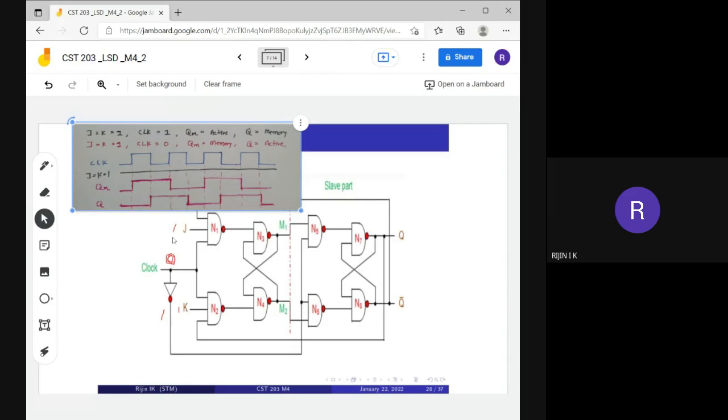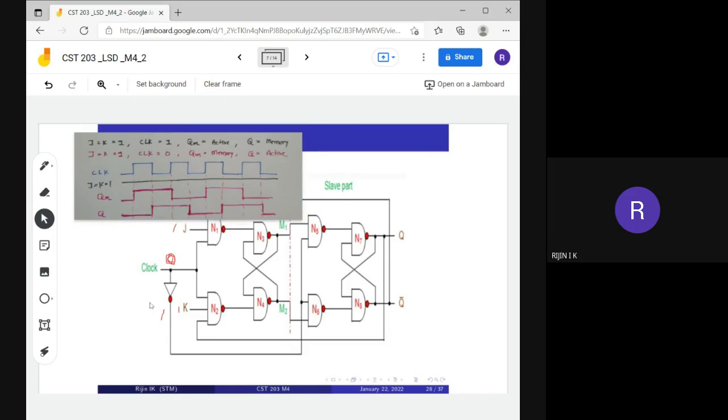J is equal to 1, K is equal to 1. In that situation the toggling operation had an issue. How will it be solved? I had mentioned J is equal to 1, K is equal to 1. Suppose the clock is 1, then the first part, the memory M1 M2, that is Q1, will be active, and the slave part will be in a memory state or latched state. J is equal to K is equal to 1 and clock is equal to 1.